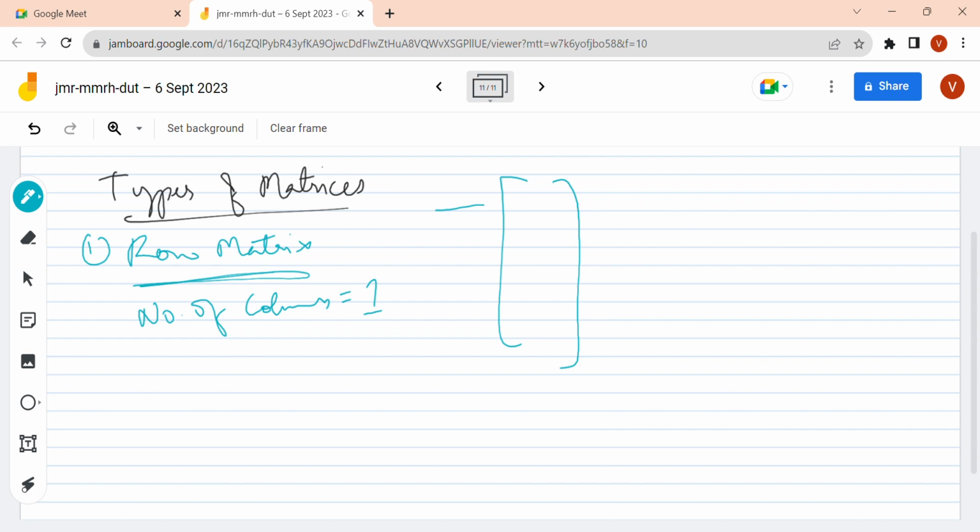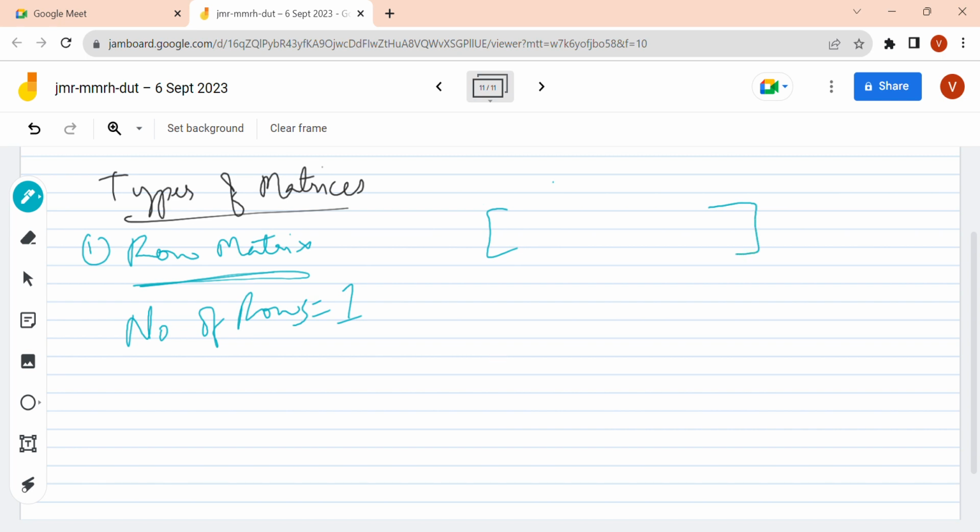sorry students, there was a small mistake. It's not the number of columns. Row matrix, what is a row matrix? A row matrix is nothing but it has only one row in the matrix. That means there is only a single row in the matrix.